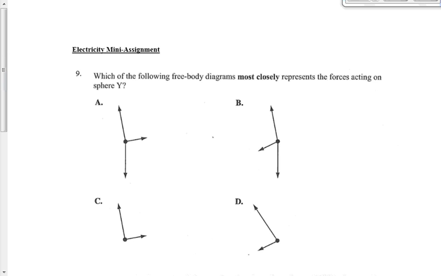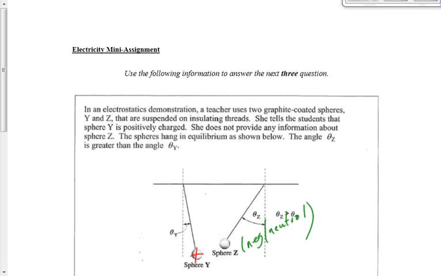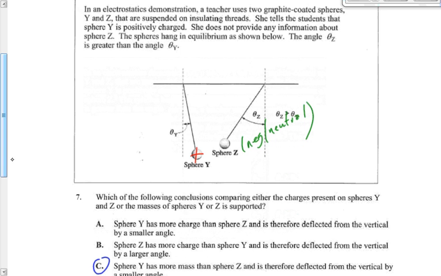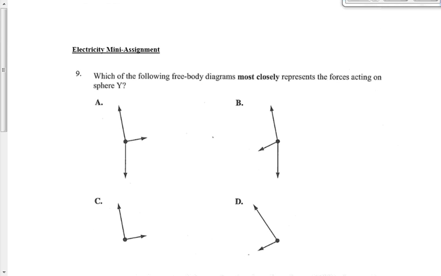So let's do that without even looking at our options. Sphere Y will be attracted to Z. If Z is attracted to Y, then Y is attracted to Z. That's an electric force. There's also a force of gravity acting down, and there's a force of the rope, or tension, acting up this way. There's my free body diagram. Which one matches up with that? A.